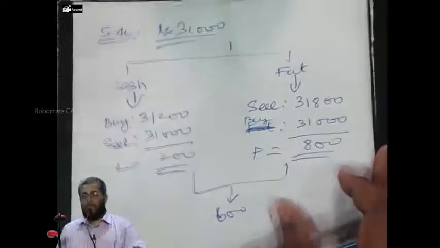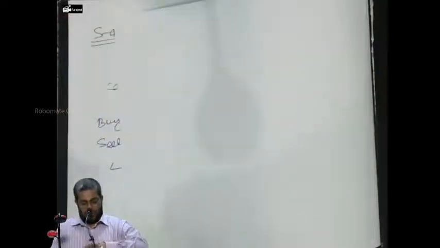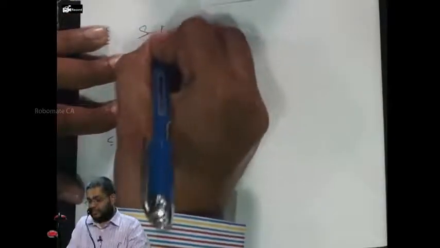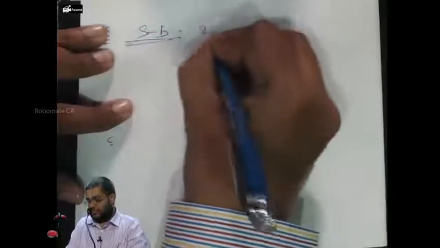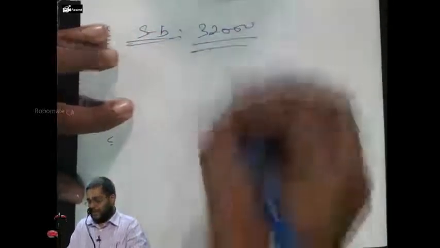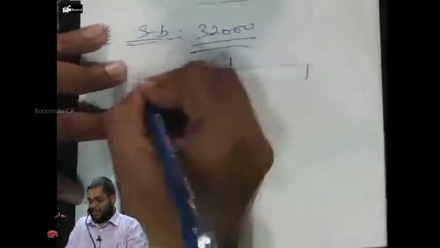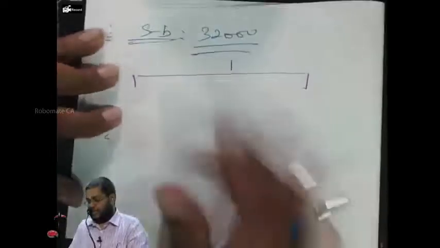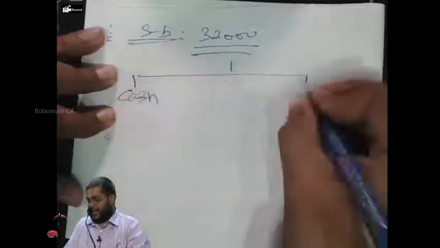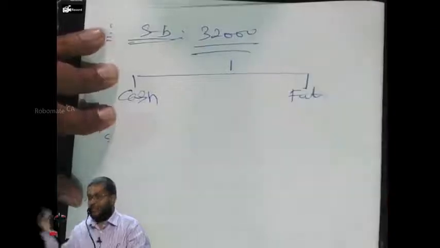Now, situation B. The gold closes at 32,000. Can I proceed? I am having my position in how many markets? 2 markets. Name them. Cash market and then futures market.